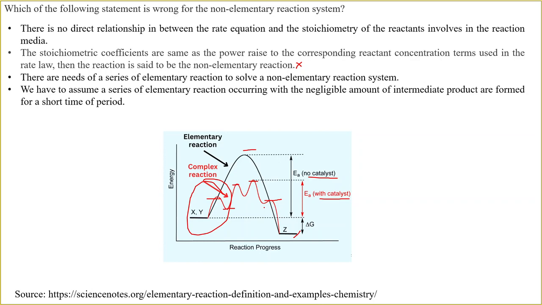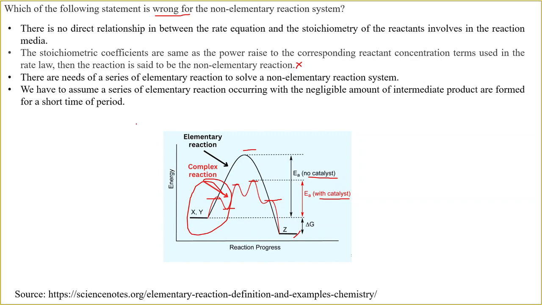This will be the first one, next is the second, then third, then fourth, and finally we are led to the product. So to make our calculations simpler, we can break down the entire complex reaction into small elementary pieces. So that's why there is a need of a series of elementary reactions to solve a non-elementary reaction system. It is the correct statement, but not the answer for our question, because we have been asked to choose the wrong ones.